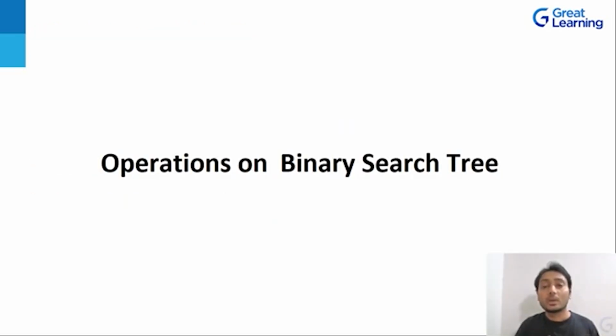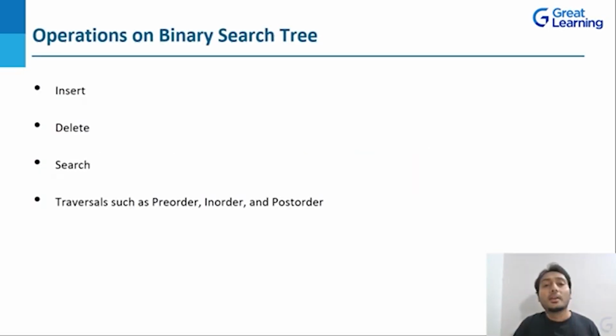So here we'll try to understand what are the different types of operations which you can perform on a binary search tree. Now here we have these operations which you can perform on a binary search tree. So the first one is insert, then delete, then search obviously, and then traversal such as pre-order, in-order, and post-order.